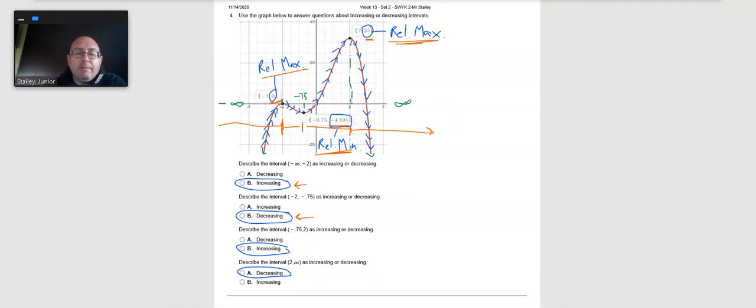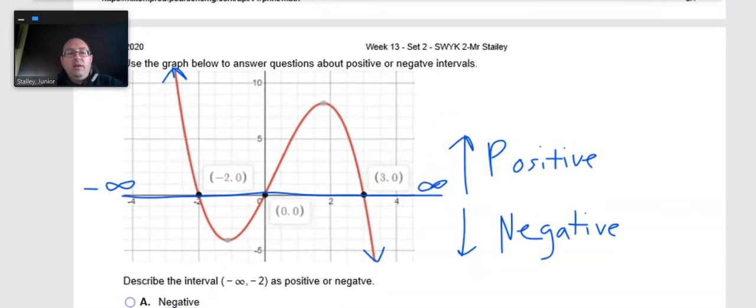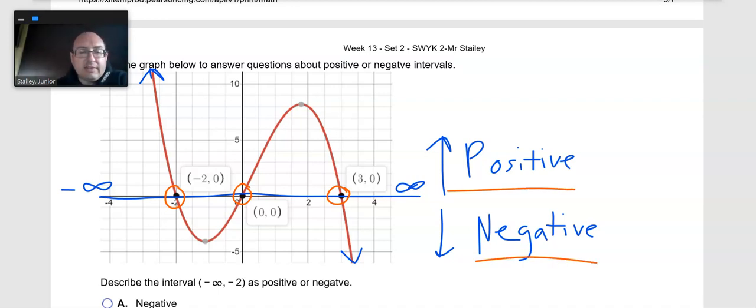Increasing, decreasing. What if we split the graph up a different way? What if, instead of using relative maxes and mins, we split a graph up based upon its x-intercepts? Here this graph has an x-intercept at negative 2, at 0, and 3, right? And so we can talk about intervals based upon positive and negative. Obviously, positive goes above the x-axis, negative goes below the x-axis.